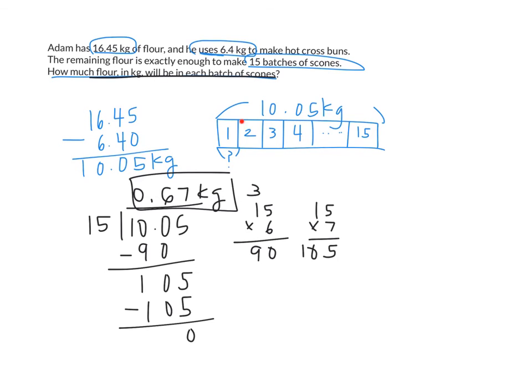So altogether, we had to find out how much flour was in one group. So we had to find out if we shared this amount equally amongst 15 batches, how much was in one batch. So this is a sharing division problem. We can share it and find out by doing 10.05 divided by 15. And when you go through the division, you get 0.67 kilograms in each batch of scones.